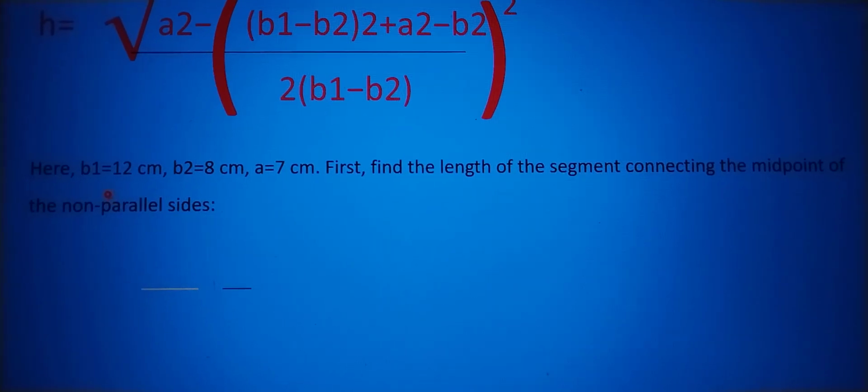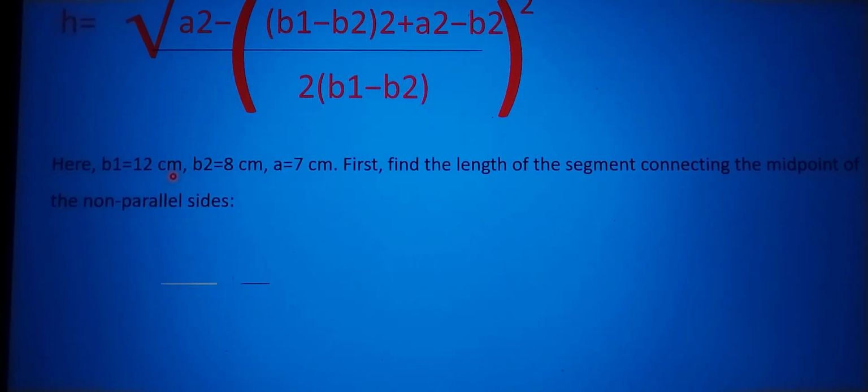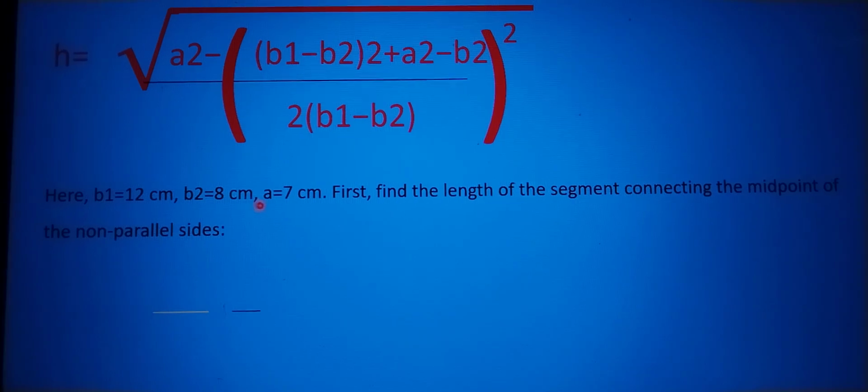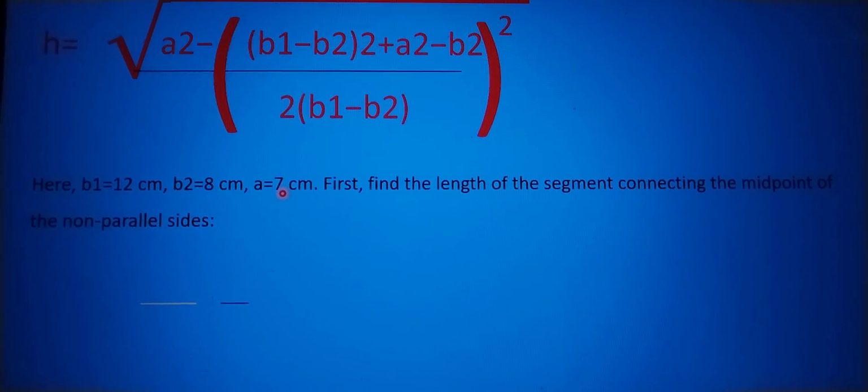Here, B1, which means base 1, is 12 cm. We know that already. B2, which means base 2, is 8 cm. A, one of the legs, is 7 cm, and so is B.